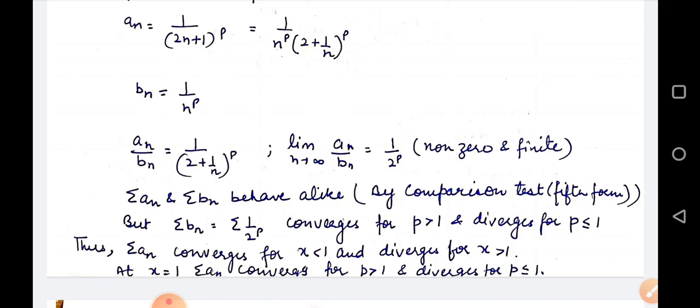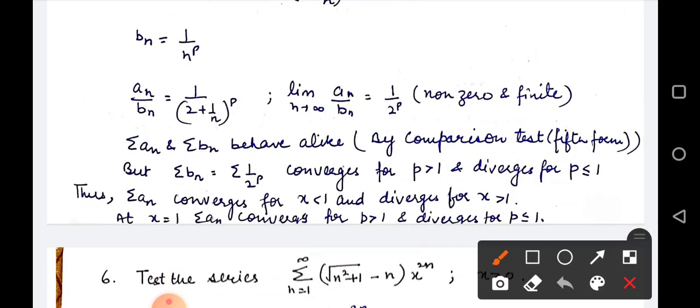So now how will you write the complete result of the solution you found? You will have to write that thus summation an converges whenever x is less than 1 and diverges for x greater than 1, and for x equal to 1 summation an converges for p greater than 1 and diverges for p less than or equal to 1. So this is the complete solution.